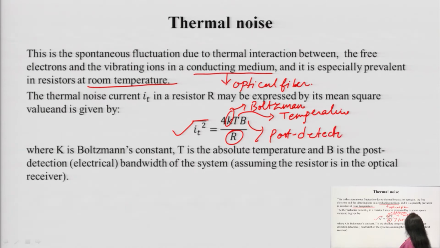Post detection bandwidth, what does it mean? We have already studied two types of bandwidth in the case of optical communication, that is optical bandwidth and electrical bandwidth. Both are different parameters with different values, and in this case we are talking about the post detection bandwidth. So, what bandwidth will we get after detection? Before detection we get the optical bandwidth, and after detection we get the electrical bandwidth. So, in this case B, our post detection bandwidth, is basically the electrical bandwidth of the system.